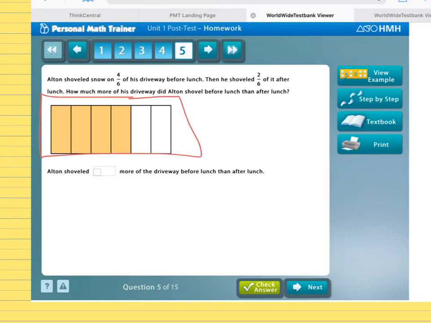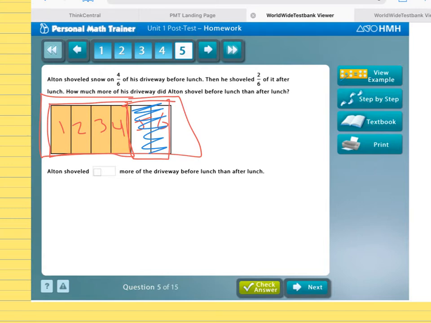Alton shoveled snow on 4/6 of his driveway, so he's showing this as 4/6. 1, 2, 3, 4. 4 out of 6. So that's 4/6 before lunch, and then he shoveled 2/6 after lunch. So this would be the 2/6 after here. How much more of the driveway did Alton shovel before lunch and after lunch?